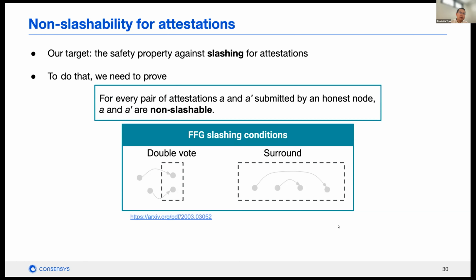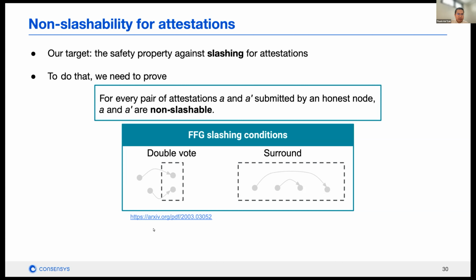Before showing you more details in our proof, I want to remind you about the definition of non-slashability for attestations. Our target is to prove the safety property against slashing for attestations. To do that, we need to prove that for every pair of attestations A and A prime submitted by an unslashed node, A and A prime are non-slashable. The definition of non-slashability is technical, and you can find it in the link before the image. Here, I just want to show you some intuition of the slashing conditions.